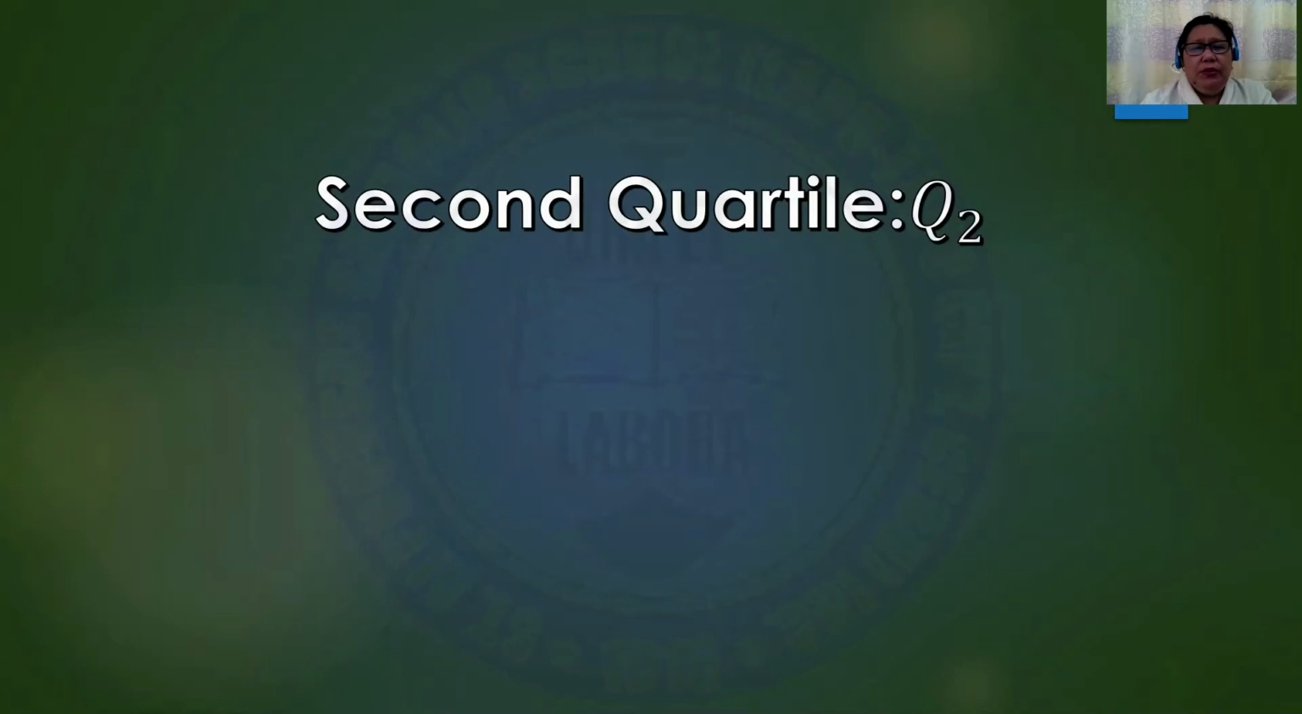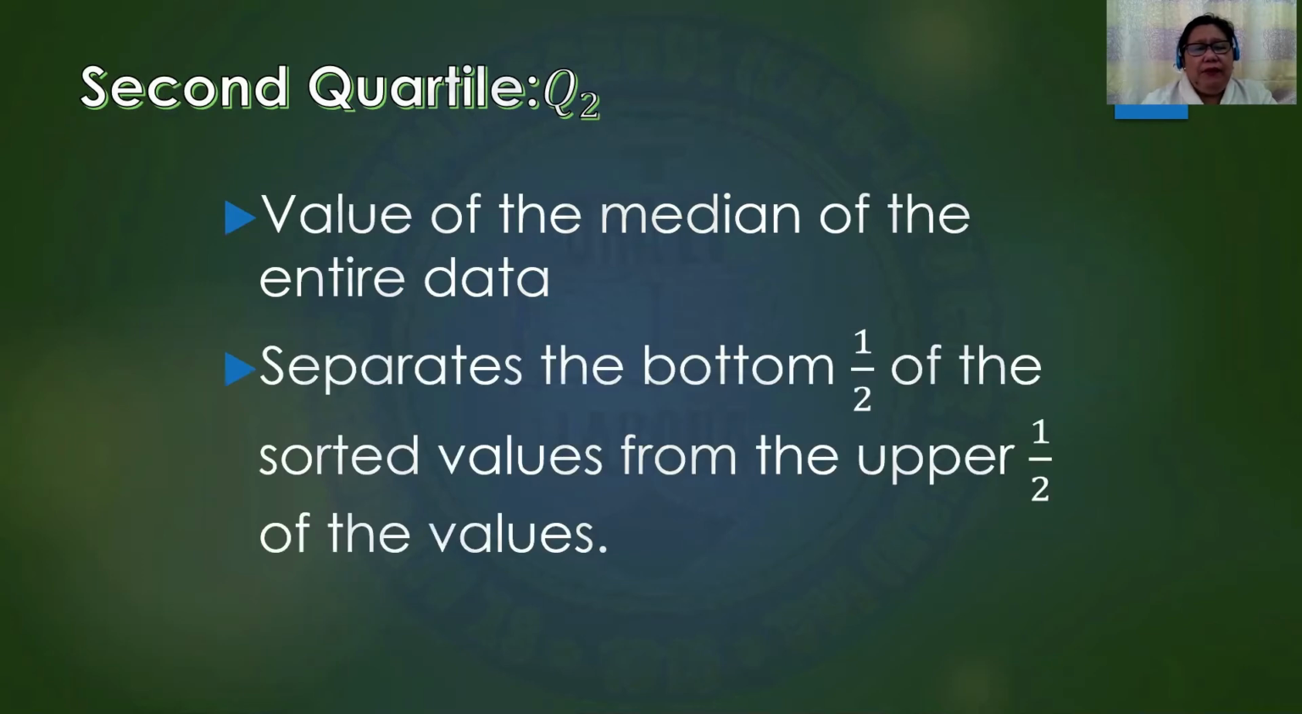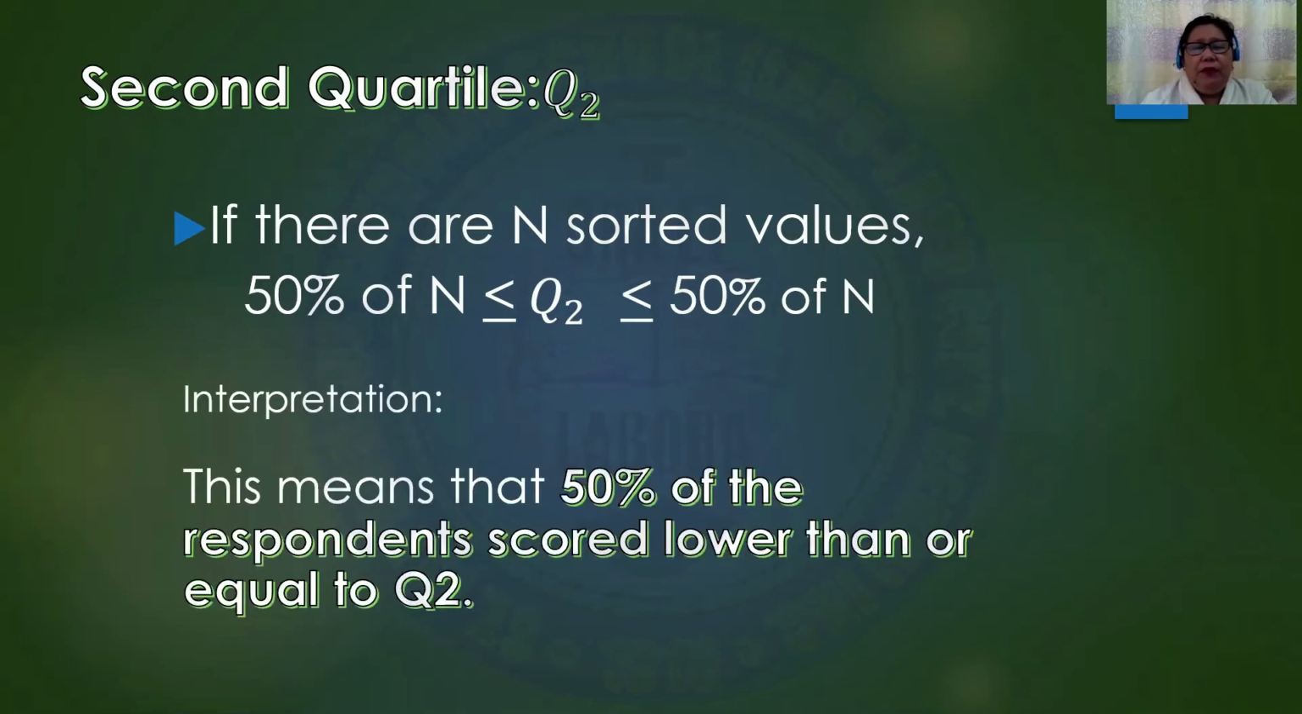For quartile 2, this is the value of the median of the entire data. It separates the bottom 1/2 of the sorted values from the upper 1/2 of the values. If there are n sorted values, then quartile 2 is greater than or equal to 50% of n and less than or equal to 50% of n. And this will mean that 50% of the respondents scored lower than or equal to Q2.